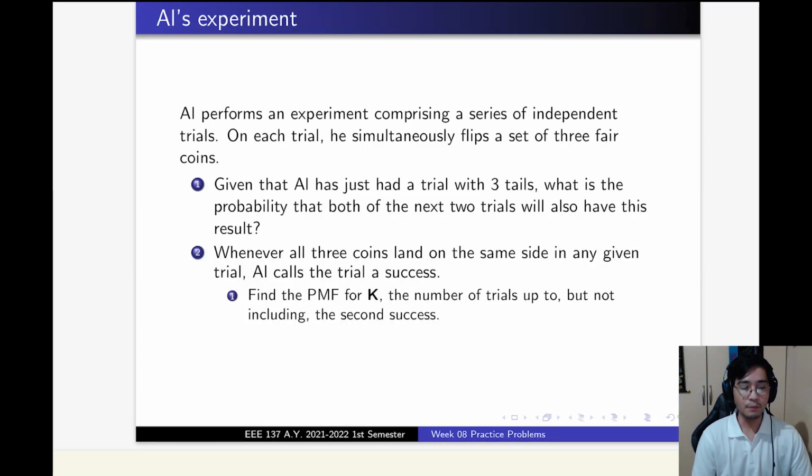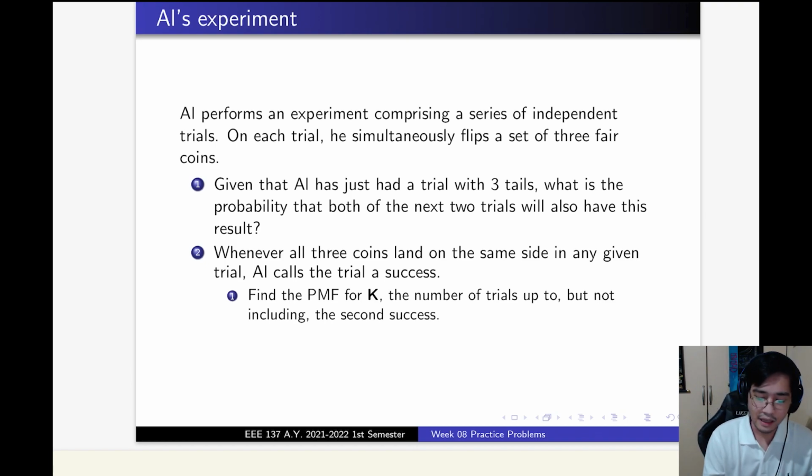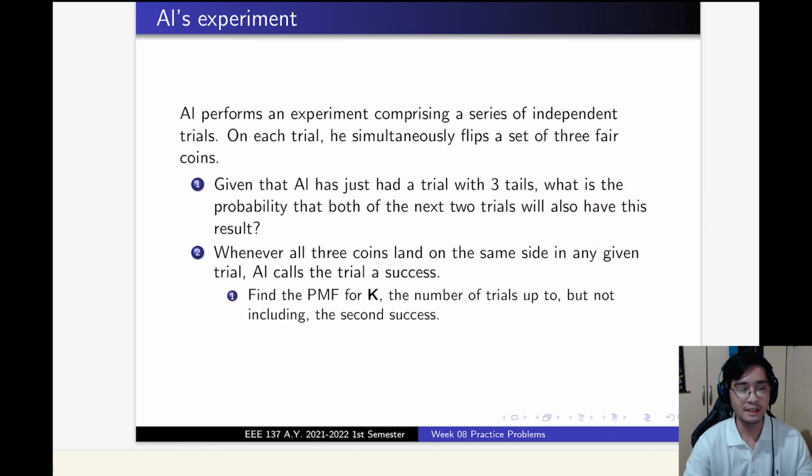This is week number 8, problem number 1, Al's experiment. Al performs an experiment comprising a series of independent trials. On each trial, he simultaneously flips a set of 3 fair coins. For the first item, given that Al has just had a trial with 3 tails, what is the probability that both of the next 2 trials will also have this result?